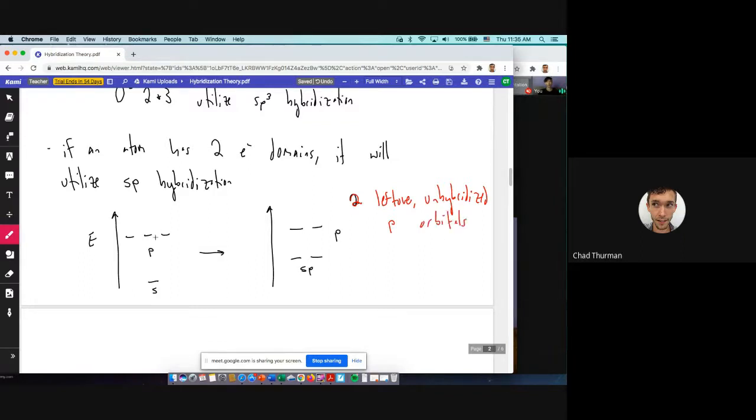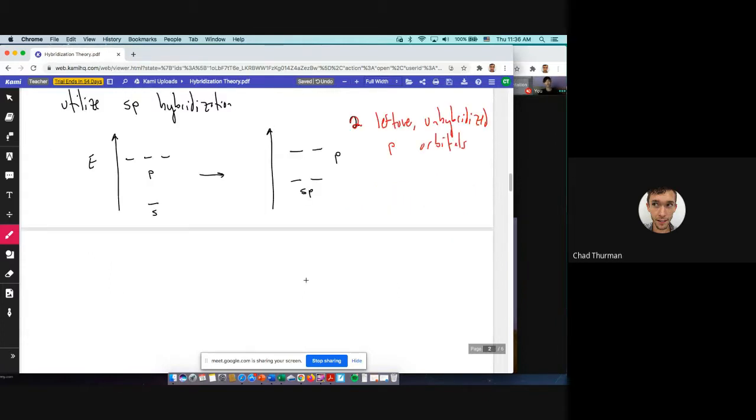Because I've only had to take one of them. It's sp. We take one s orbital and one p orbital, we hybridize to make two new orbitals that we use just for bonding. So let's look at an example of this.